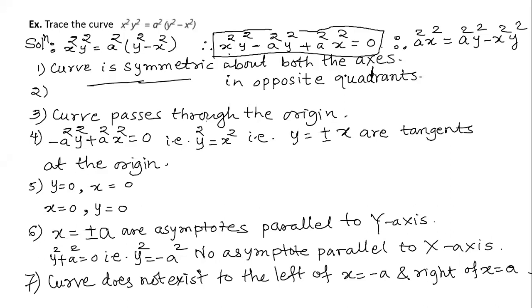And after that, property 2 is that if the equation contains only even powers of x, so in the first term there is x square, in the second term there is x to the power 0, in the third term there is x square, only even powers of x, so property 2 is satisfied and the curve will be symmetric about the y axis. That means after drawing the whole curve, if you fold it along the y axis, its right side and left side will match each other exactly.